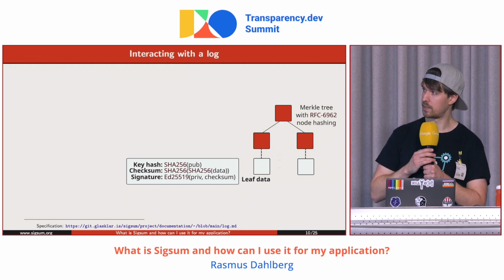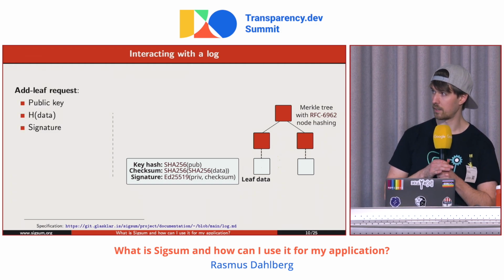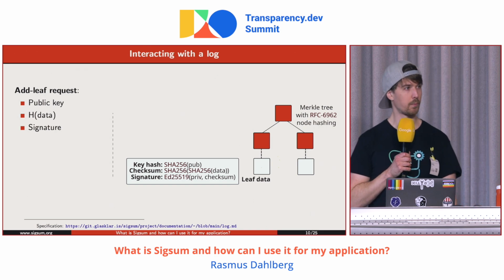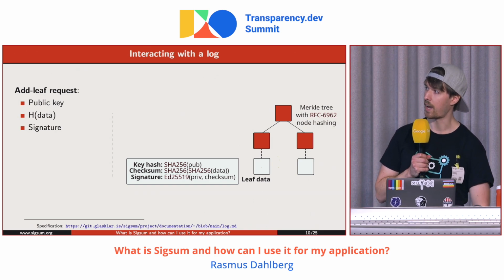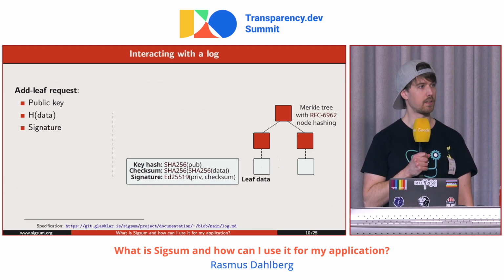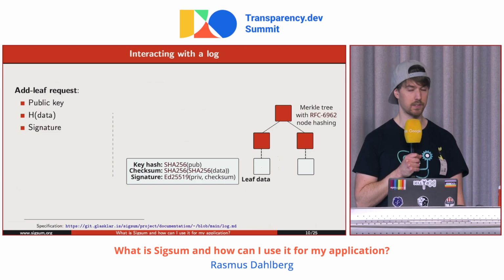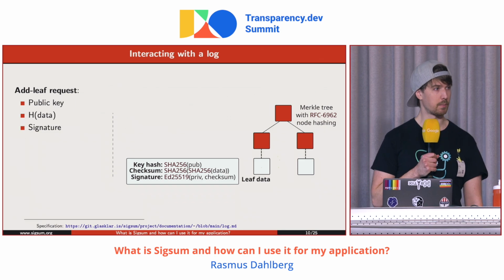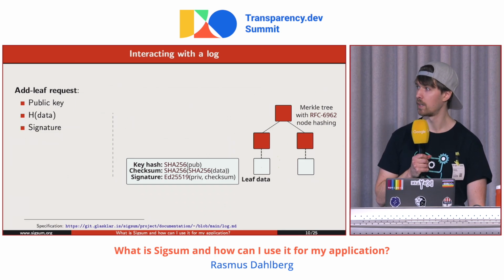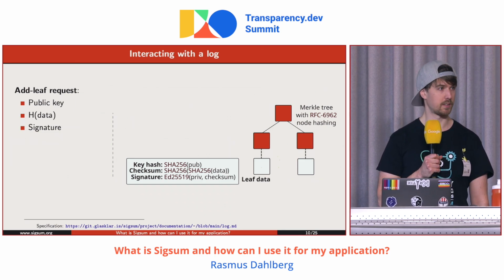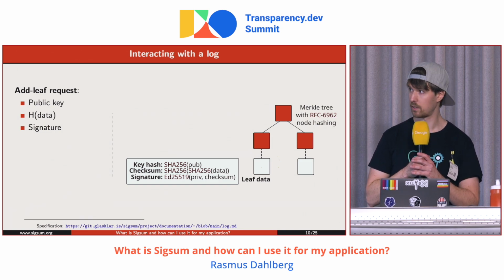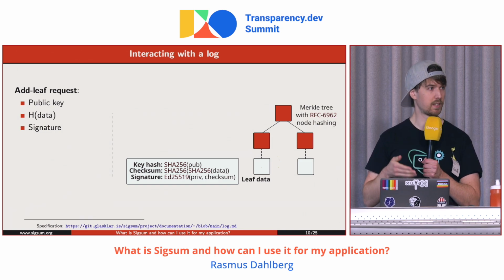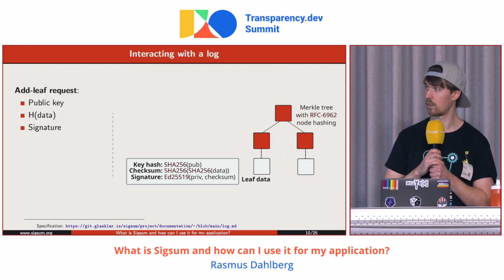So in order to get one of these leaves added, you can, as a signer, submit an add leaf request. And what you provide is the public key that should be used for the verification. You provide a hash of the data, so the log doesn't actually see the data, only a hash of it. So it's nice for performance, but also nice because then the log can't mint the data. And then there's the signature on this double hash. So what the log will do is compute the double hash, now it knows it's a checksum, verify the signature, and then create the entry in the log.